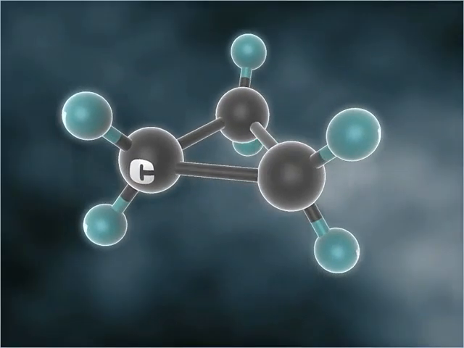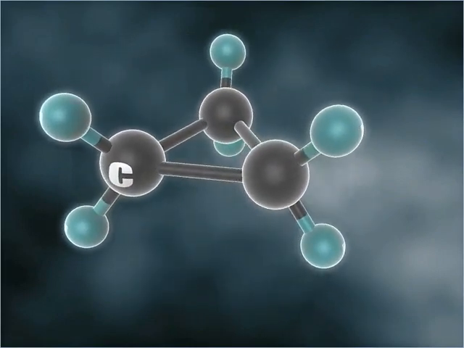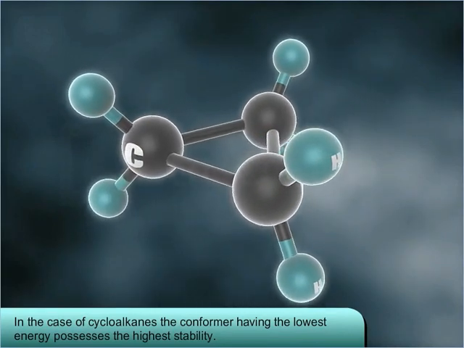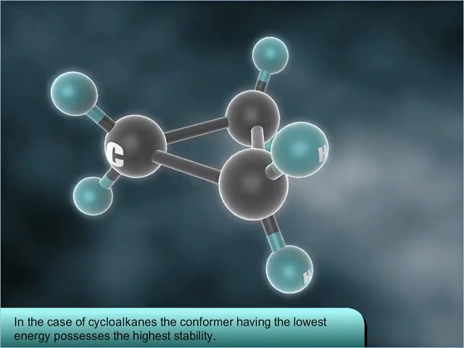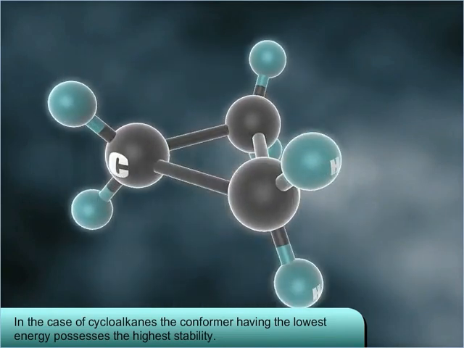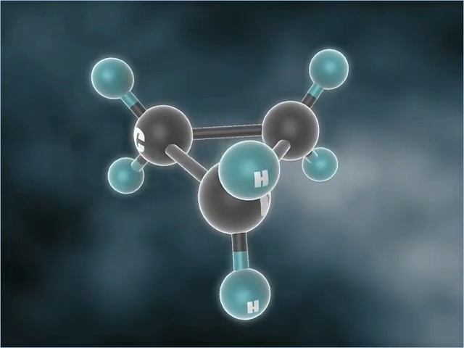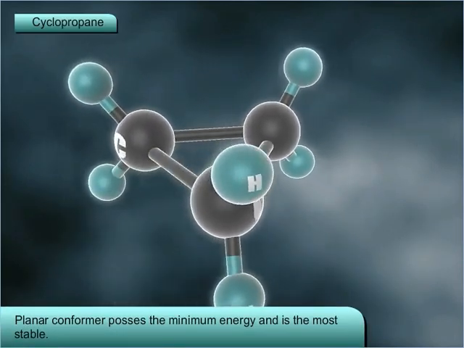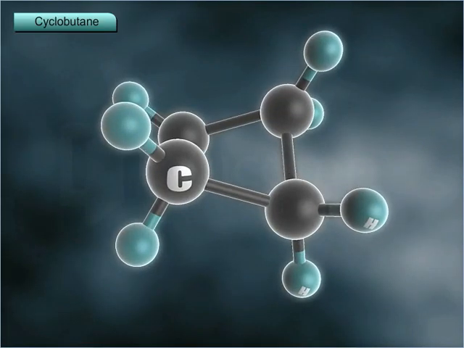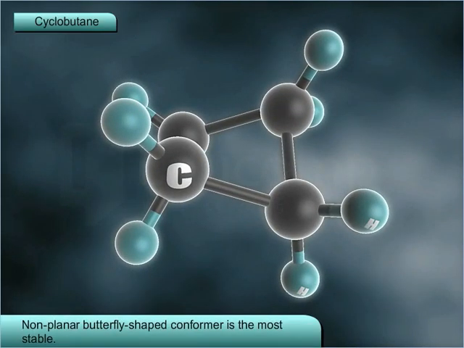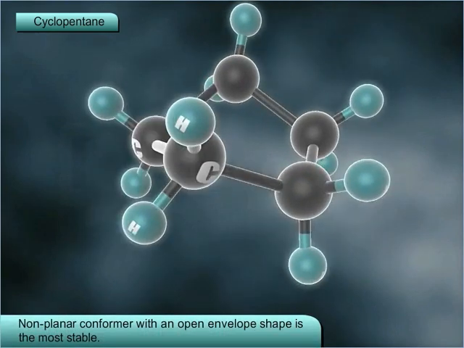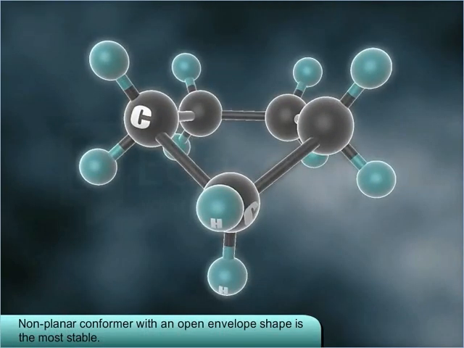On the contrary, in the case of cycloalkanes, the energy difference between the different conformers is appreciable enough to isolate them. The conformer having the lowest energy possesses the highest stability. For example, for cyclopropane, the planar conformer possesses the minimum energy and is the most stable, whereas for cyclobutane, a non-planar butterfly-shaped conformer is the most stable. Likewise, for cyclopentane, a non-planar conformer with an open envelope shape is the most stable.